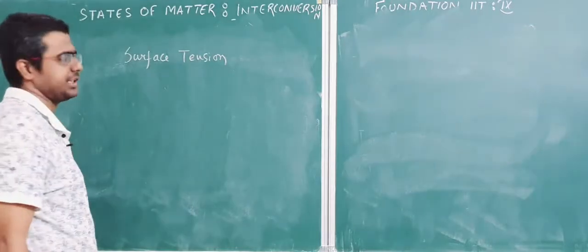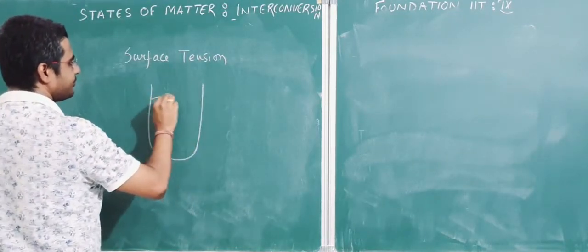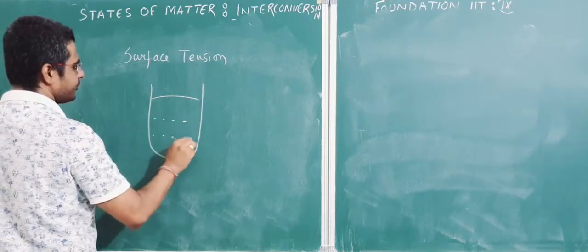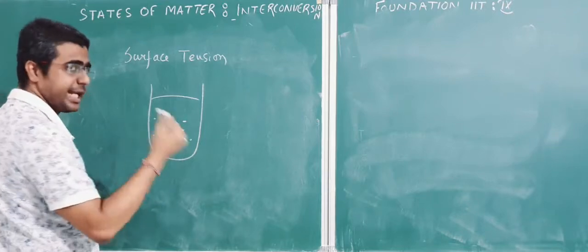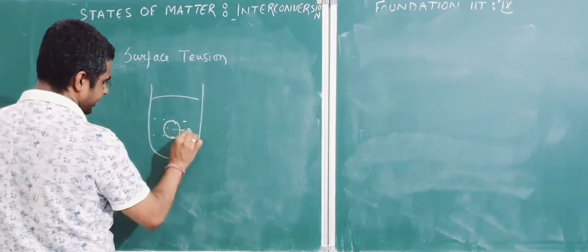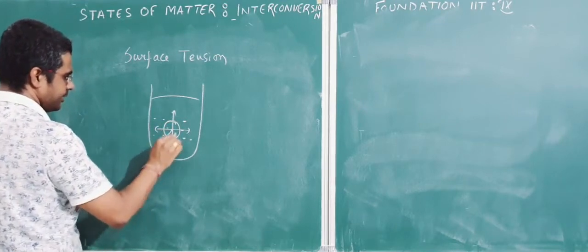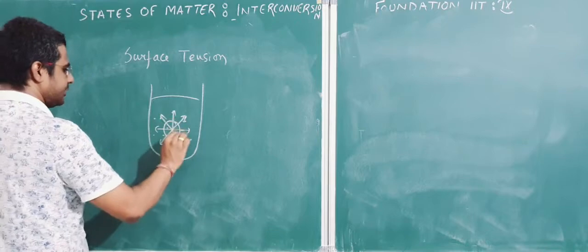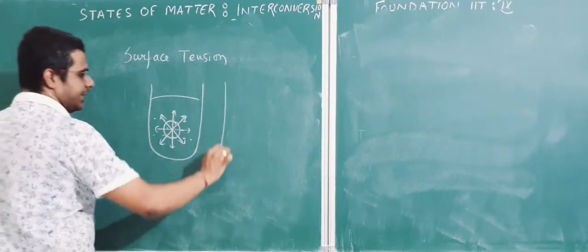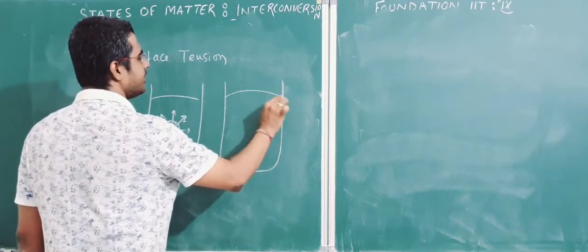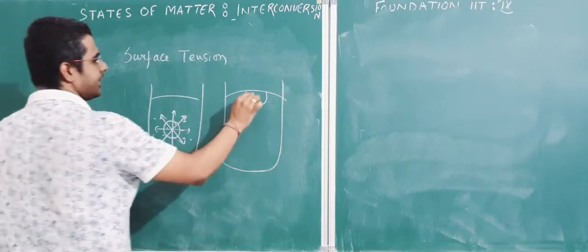Okay, surface tension. Here is a liquid. Suppose here is a liquid particle. This is going to get attracted by other particles from all the sides like this, right? All the sides. So all the force is going to get cancelled out. Clear? The bulk one.